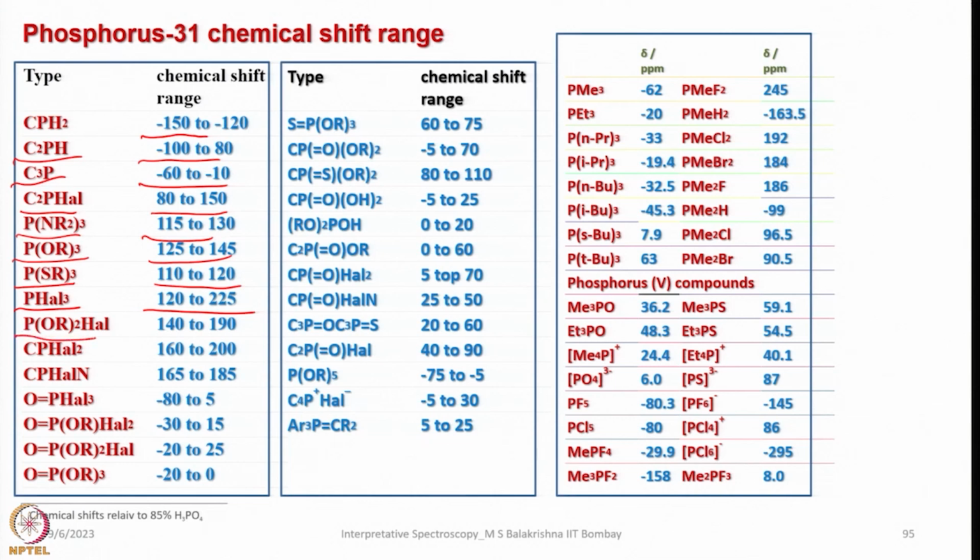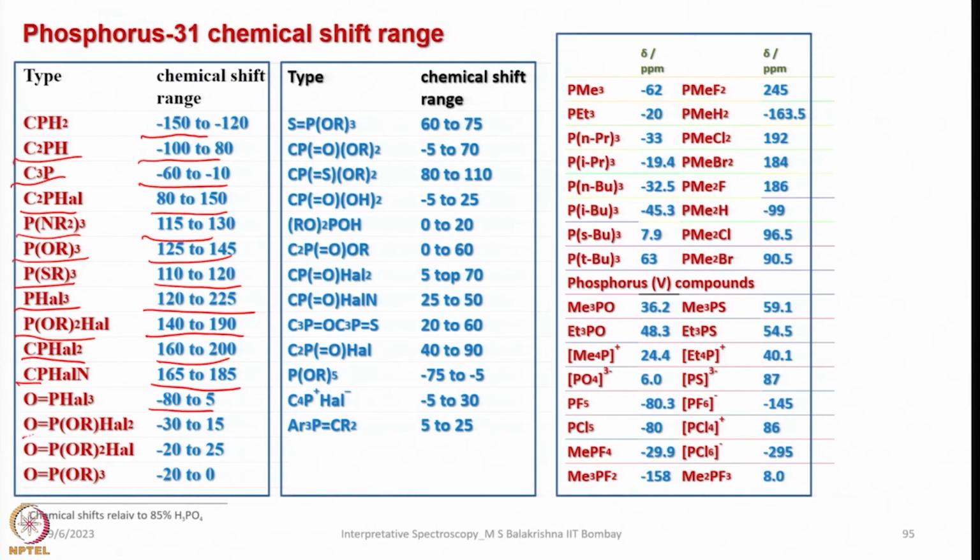Then if you have two aryloxy groups and one halogen, again it further comes to downfield, around 140 to 190. And then if you have two halogen atoms on phosphorus with one carbon, it comes to 160 to 200. And then if you have a combination of carbon, halogen and nitrogen, it further comes to downfield, 165 to 185. And then if you have pentavalent tetracoordinated compounds like POCl3, the range is -8 to 5.